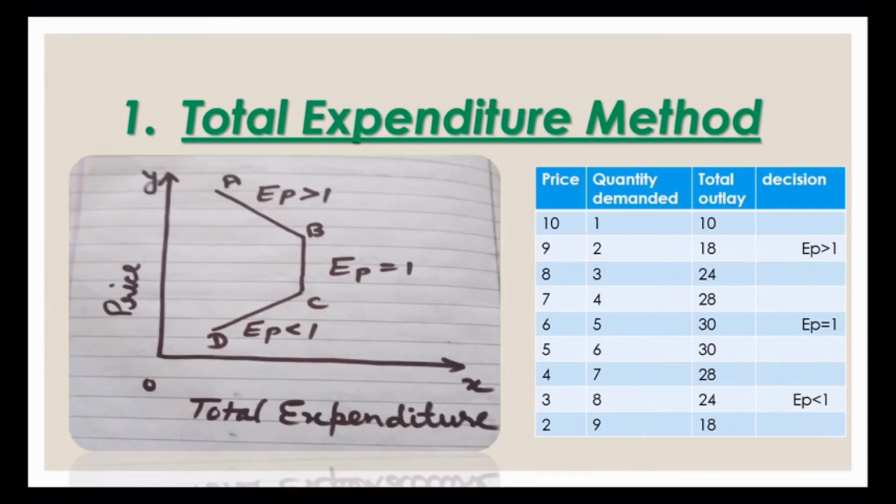Now the total expenditure method can be represented by a diagram. Here is a diagram that shows three separate segments: AB, BC and CD. AB shows more elastic demand, which has a negative relationship between total expenditure and price. BC shows constant expenditure and the price elasticity of demand is equal to 1, and CD shows a positive relationship between price and expenditure and it shows less elastic demand.